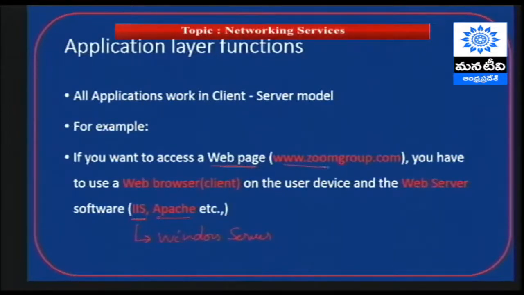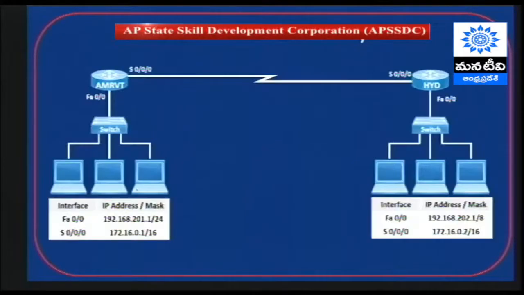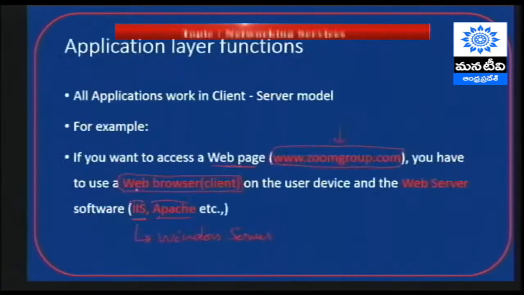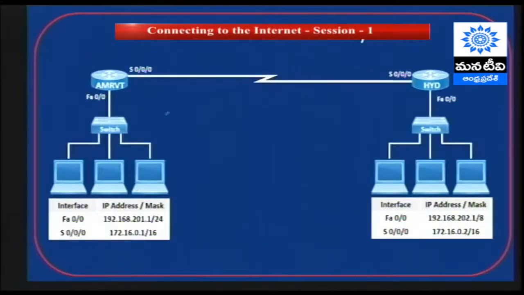Suppose you want to access any web page, let's say zoomgroup.com or google.com. So these web pages have to be hosted on these servers, web server applications. And the client would be using a web browser to access these web pages. So these are all the various networking services, and then we're going to look at today how to establish data communication between these two networks.